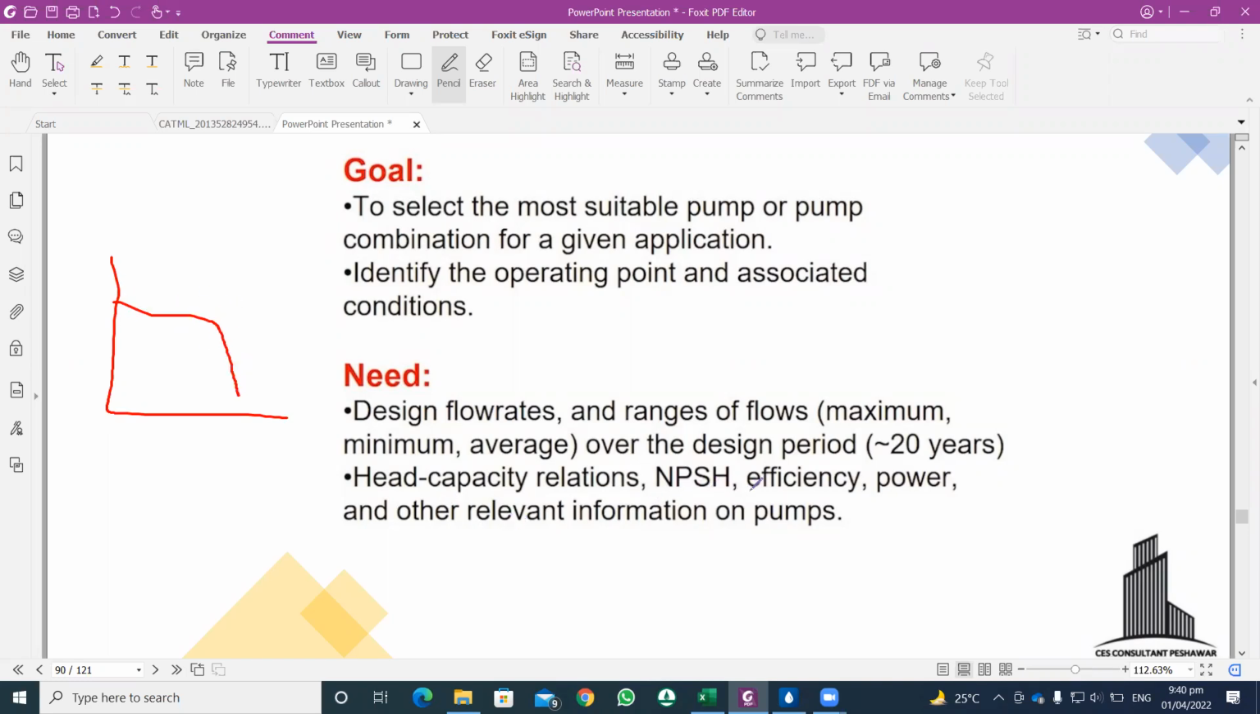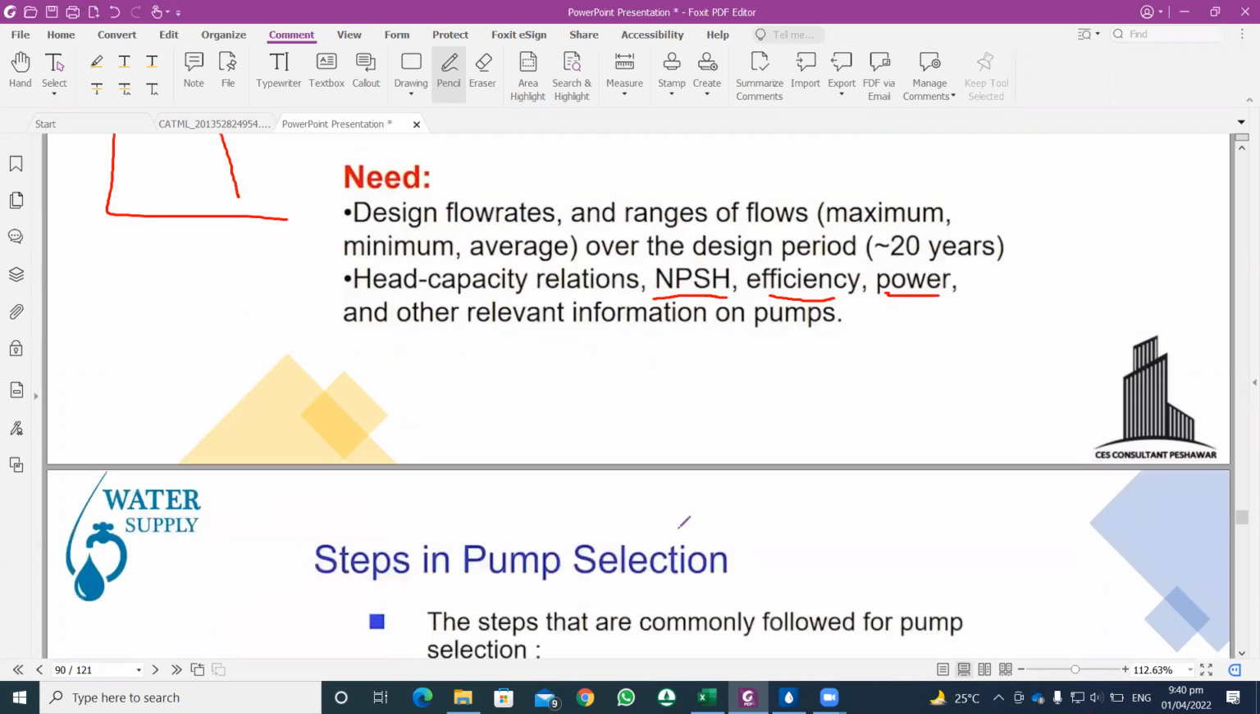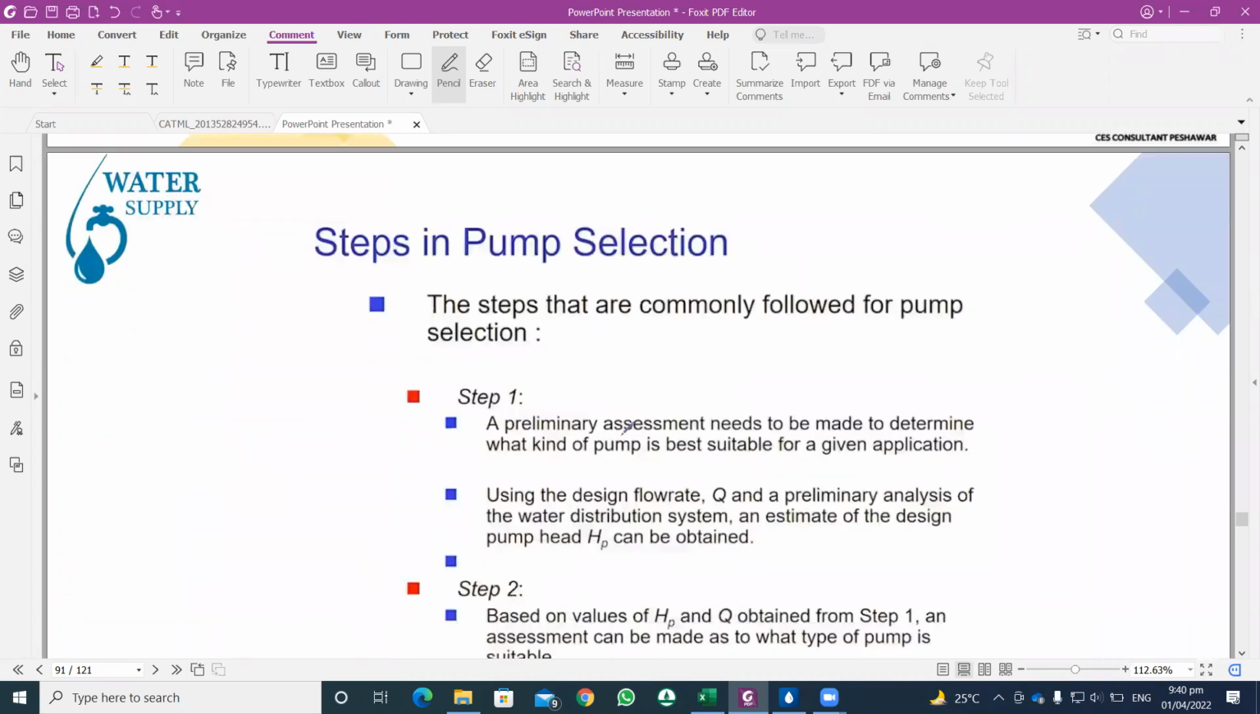The net positive suction head is basically provided for the non-submersible pumps. What is the efficiency, the best efficiency pump should be selected, the power provided to the pump, and other relevant information on the pump. So these are the different steps to select the pump for the water supply network.